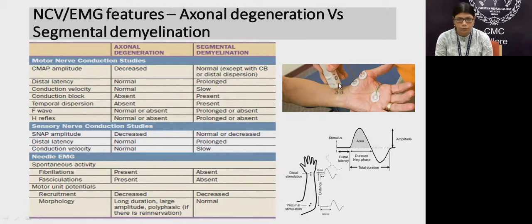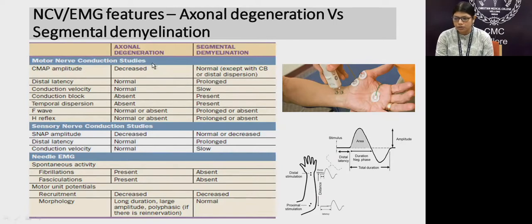There is a different action potential for the motor nerves, and a different action potential for the sensory nerve. The summated potential of all the motor action potentials is called the compound motor action potential, or the CMAP, and the summated sensory nerve action potentials are called the sensory nerve action potential, or the SNAP. It takes a certain time to evoke an action potential, and the amplitude of the action potential depends on the axon, and how fast this impulse is achieved, that is the distal latency, and the conduction velocity depends on the myelin.